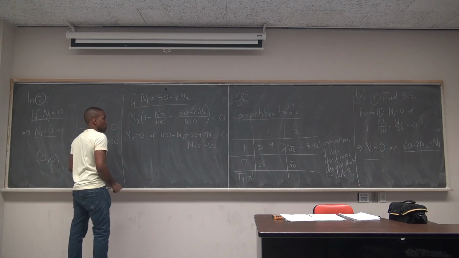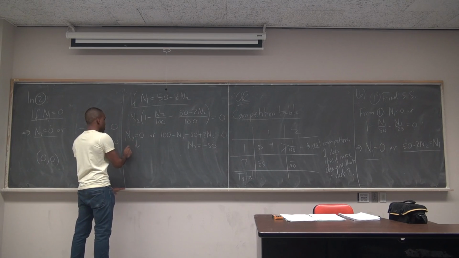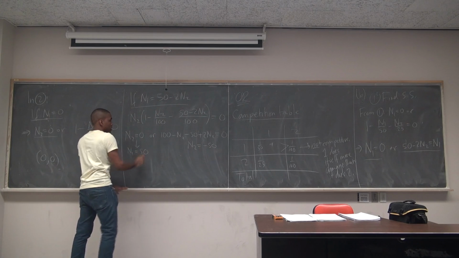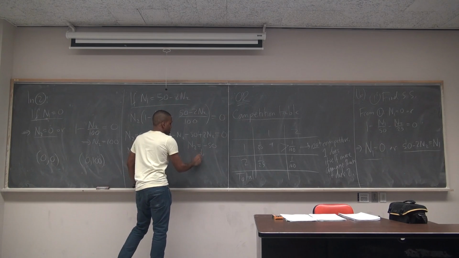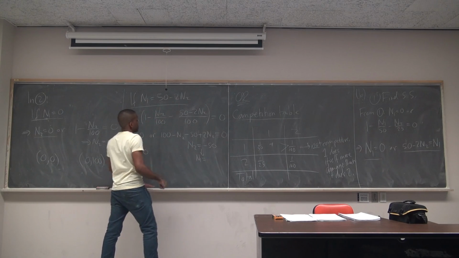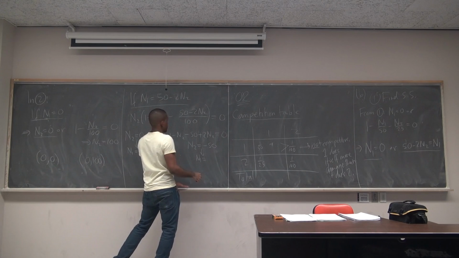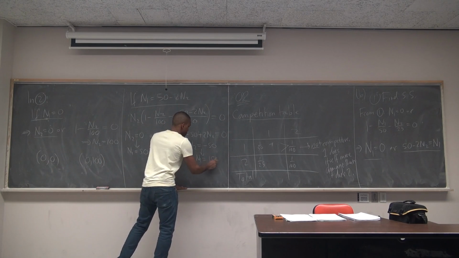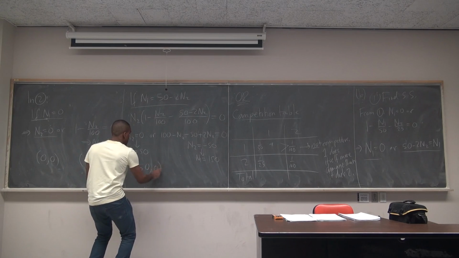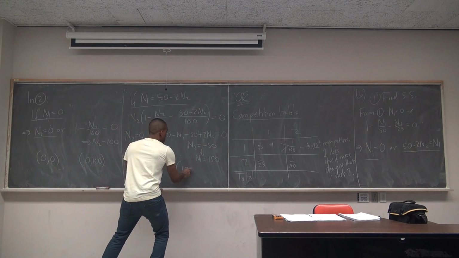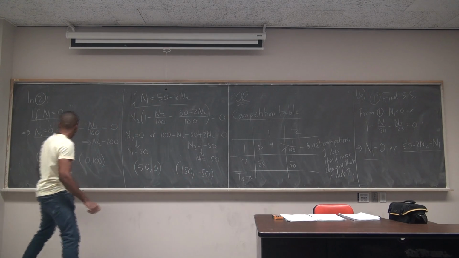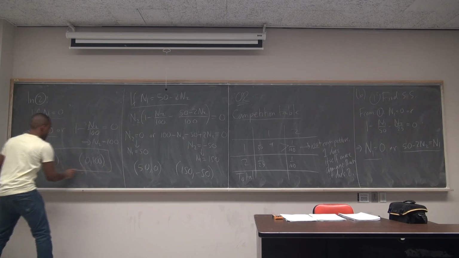So what are the other steady states here? If N2 is 0, N1 is 50. Just plug it in. If N2 is minus 50, N1 is 150. Plug minus 50 in here. Yes, 150. So we have two other steady states, 50, 0, and 150, minus 50. So these are our four steady states.